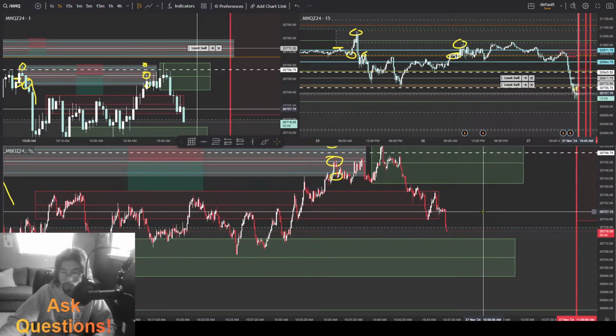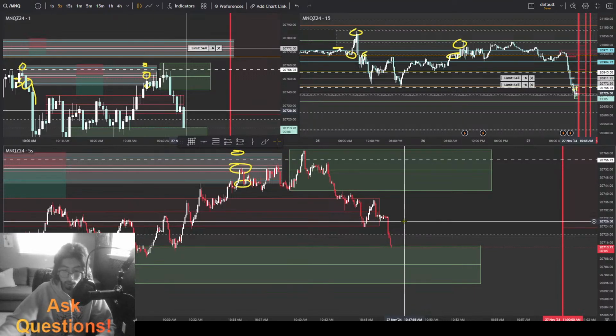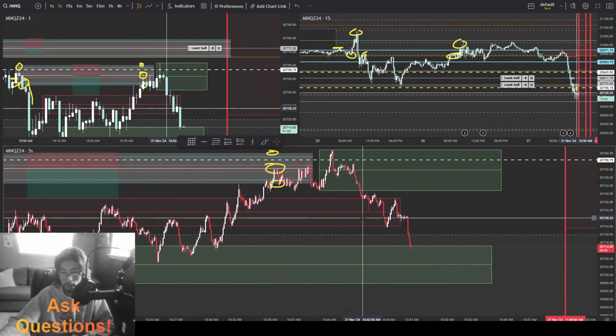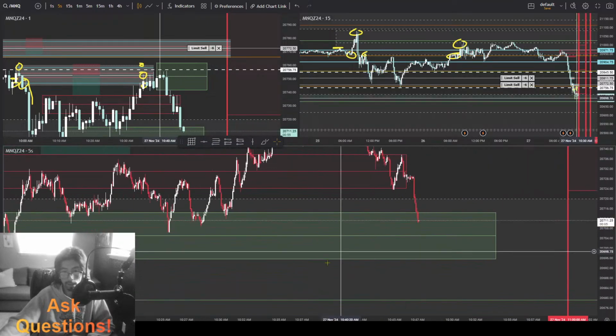And it sounds crazy hearing someone trading the 5-second. It's not crazy at all when it's a mechanical strategy. So yeah, I'm just looking for the same thing again and again and again. I'm not trading anything else. It's the only thing I'm trading.